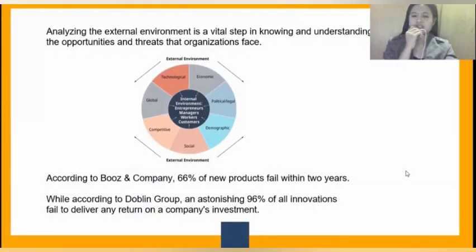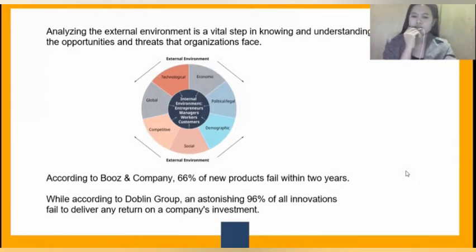Analyzing the external environment is a critical move in understanding the future operation of the firm. Since these are composed of outside factors, the firm is under no control over them. Now, as you can see in the picture attached, we have here 7 external environmental factors, which are technological, economic, political or legal, demographic, social, competitive, and global.